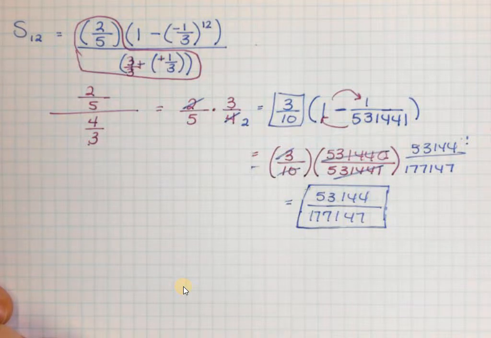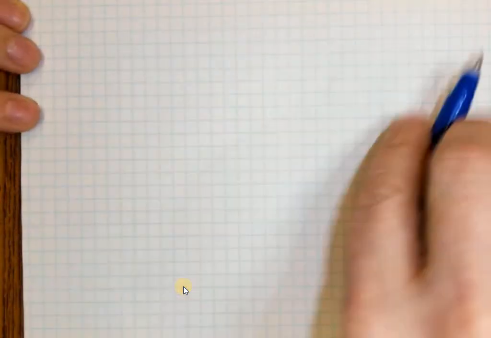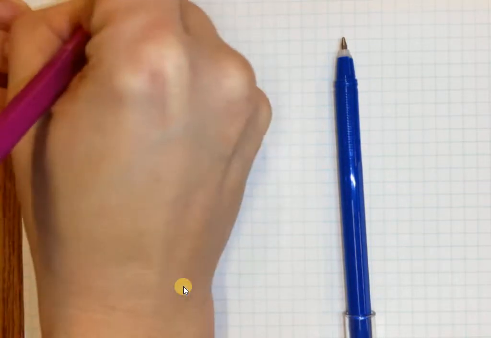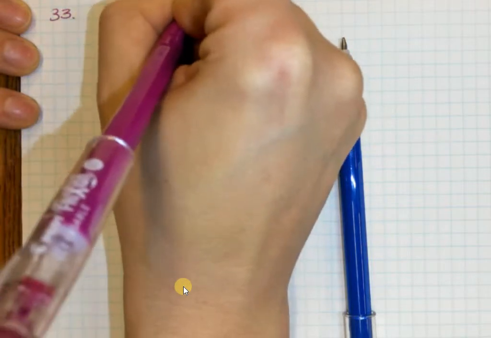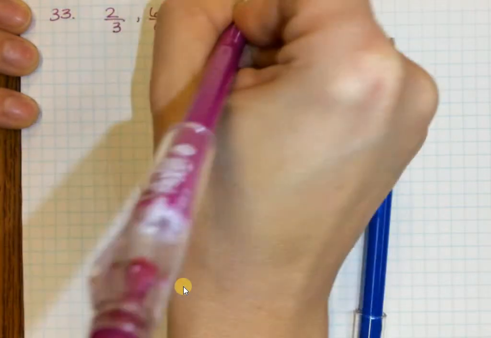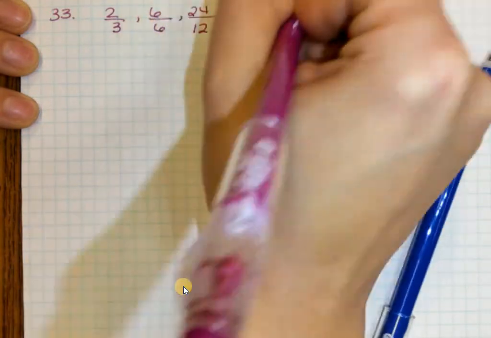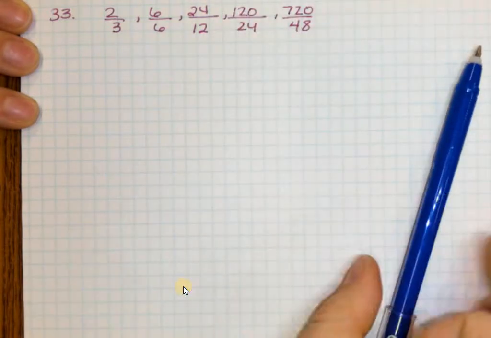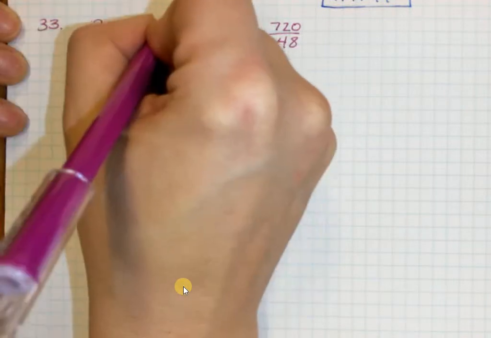Yes, Alex. I knew you had a question bubbling up inside. Okay. Ooh, good one. 33 is a tricky one. So I've got 2/3, 6/6, 24/12, 120 over 24, 720 over 48. And we want to write that in sigma form. Technically, if I was going to write that in sigma form, they should all be pluses between them.